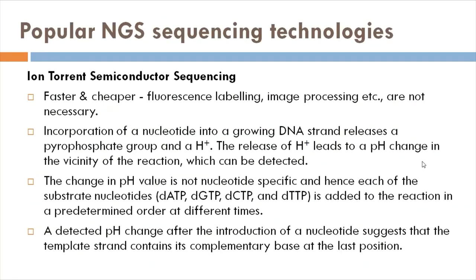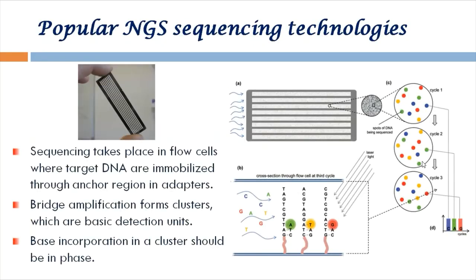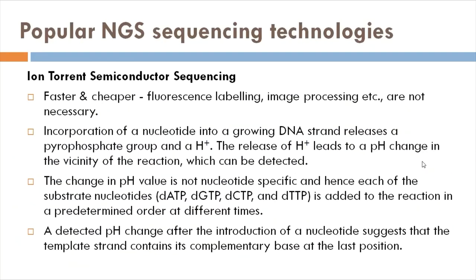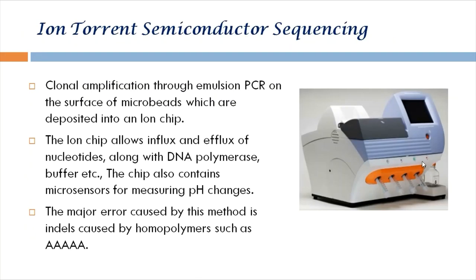The next important procedure is the ion torrent semiconductor sequencing technology. So here in Illumina, the detection was based on fluorescence, but in ion torrent, whenever a new nucleotide is added to a growing strand, it changes the pH of the microenvironment there, and that pH change could be detected, and that could be the signal here. So in the Illumina, it was the fluorescence that acted as a signal, and in ion torrent, it is the pH change that acts as a signal. So this is the ion torrent sequencing machine.